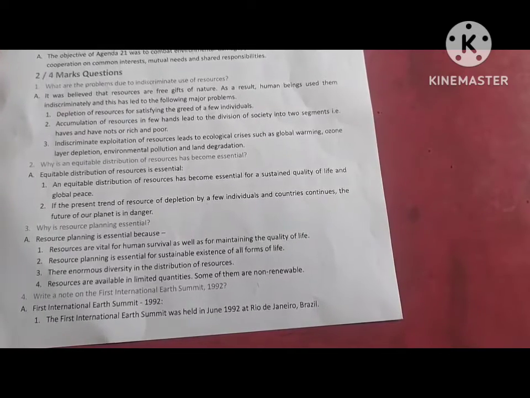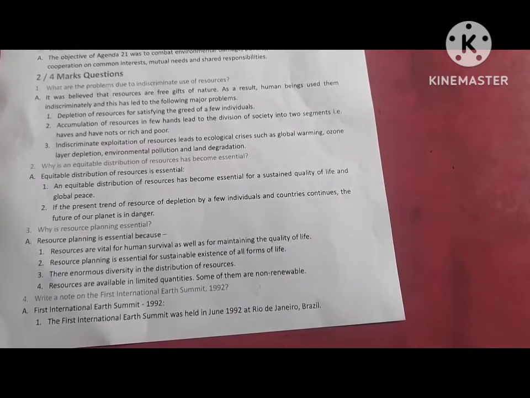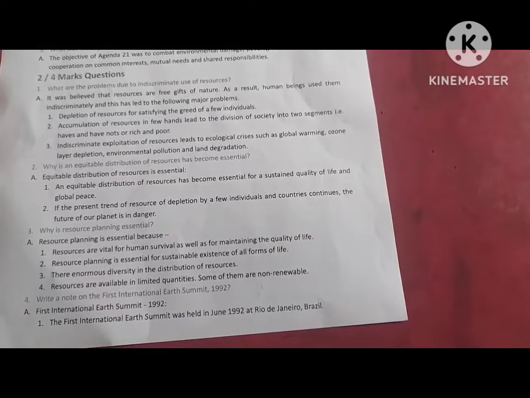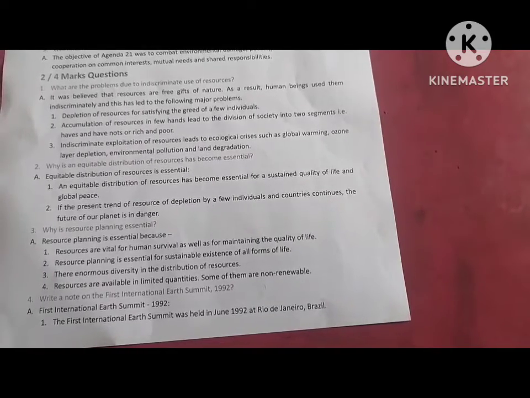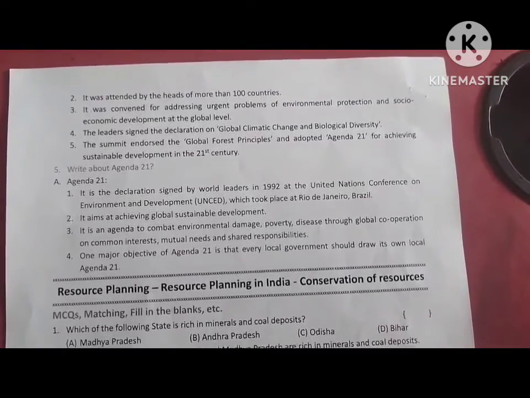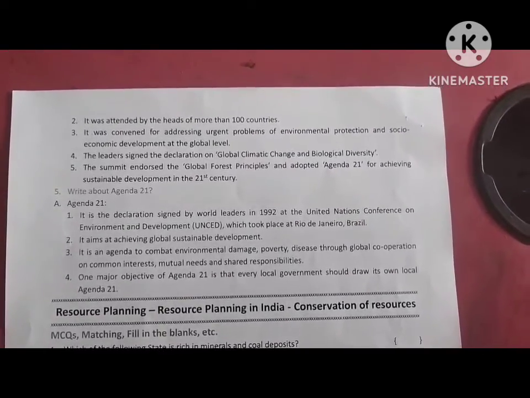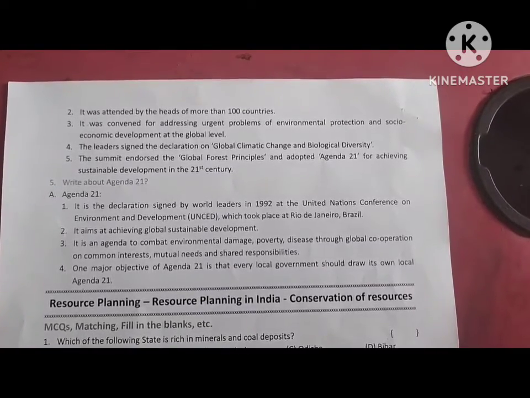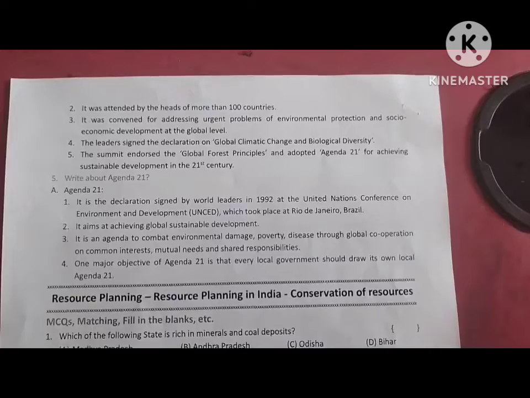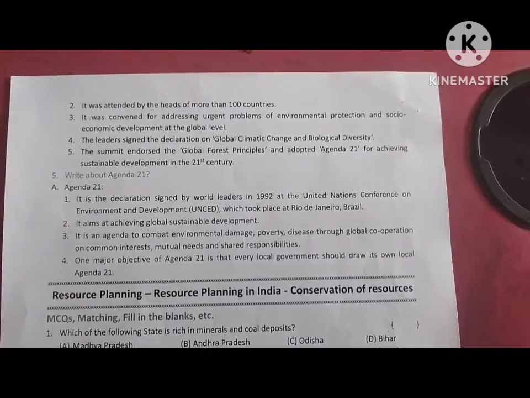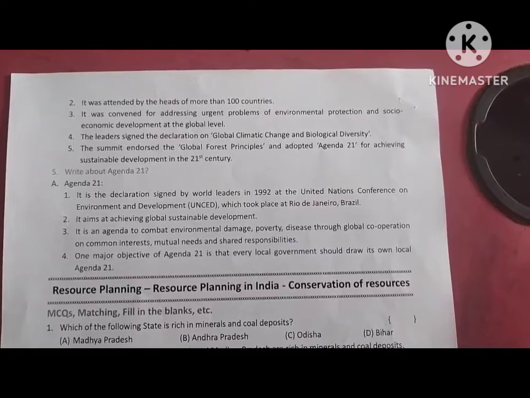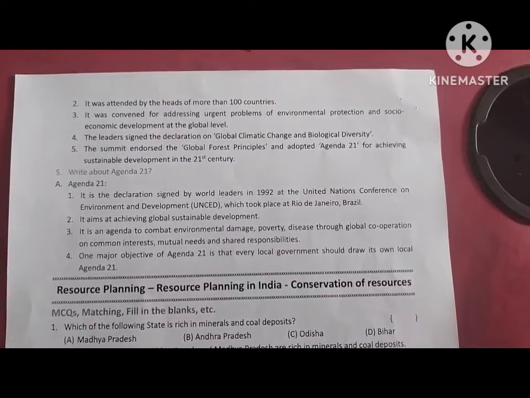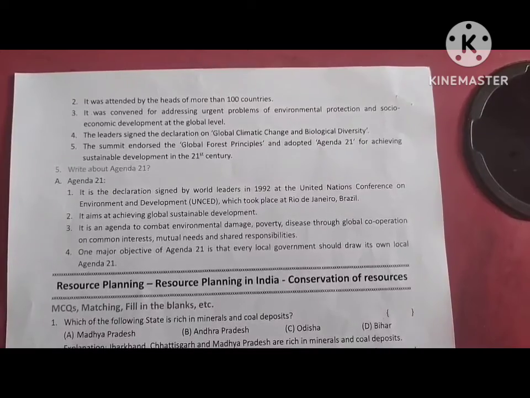Fifth question, write about Agenda 21. Agenda 21, it is the declaration signed by world leaders in 1992 at the United Nations Conference on Environment and Development (UNCED), which took place at Rio de Janeiro, Brazil. Second point, it aims at achieving global sustainable development. Third point, it is an agenda to combat environmental damage, poverty, disease through global cooperation on common interest, mutual needs, and shared responsibilities.